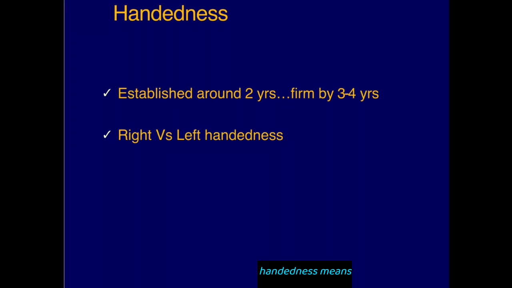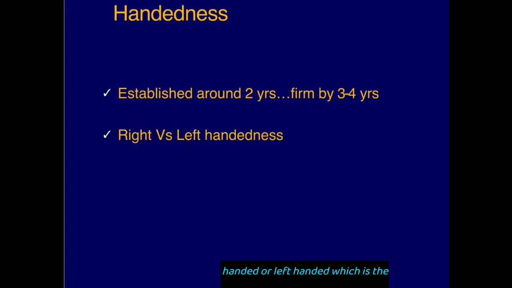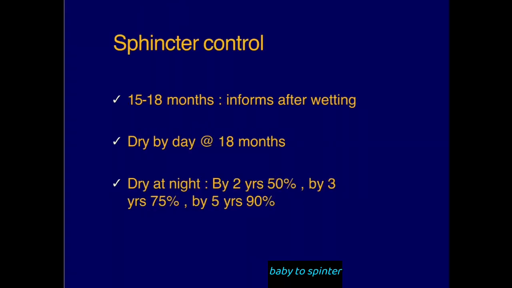Handedness means it will be established around 2 years and firmly by 3 to 4 years. That means you can identify whether the baby will be right-handed or left-handed, which is the dominating hand of the baby. The sphincter control will be achieved by 15 to 18 months.